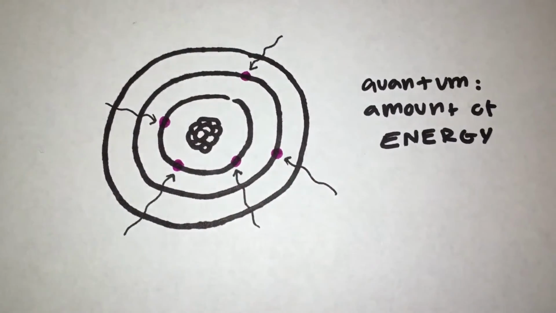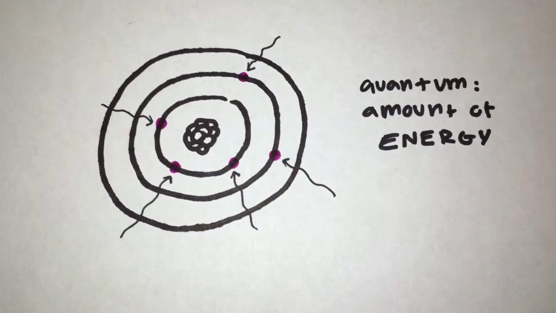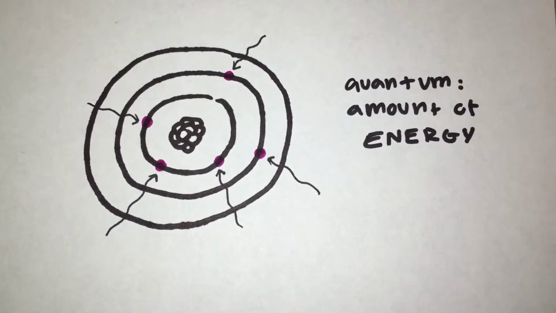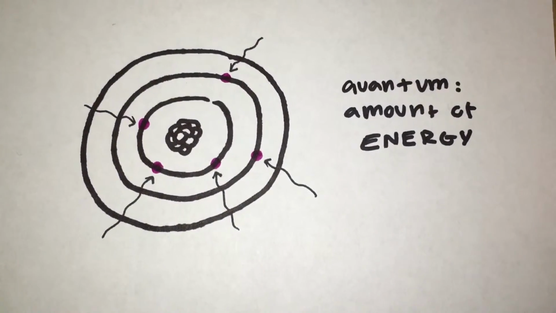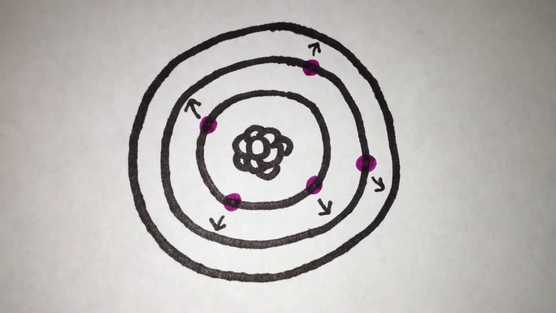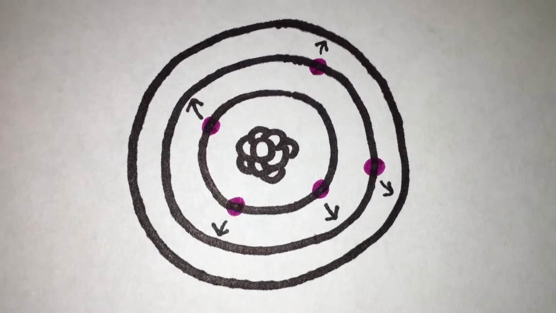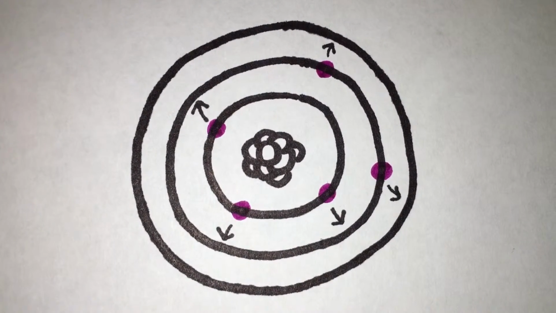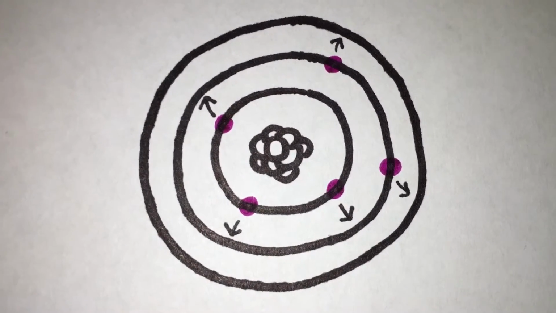To make it easier, let's label the orbits. The first one closest to the nucleus will always be named n equals 1, and then the second one n equals 2, and etc. If the electrons do not receive the right amount of energy, the process will not work because there cannot be an electron in between the orbits.